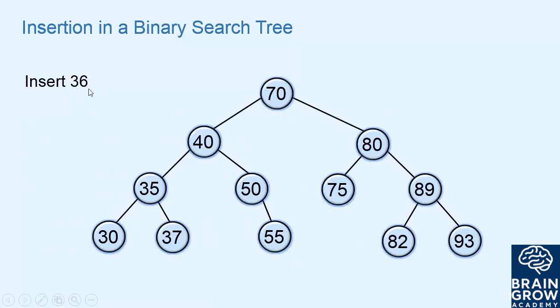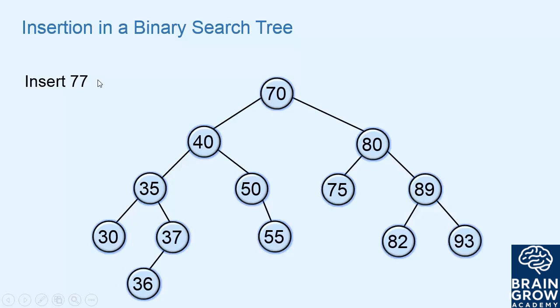Suppose we have to insert this key 36 in this binary search tree. We'll start at the root node. 36 is less than 70, so we'll move left. 36 is less than 40, so again we'll move left. Now 36 is greater than 35, so we'll move right. 36 is less than 37, so we have to move left. The left child is null, so we'll insert a node here.